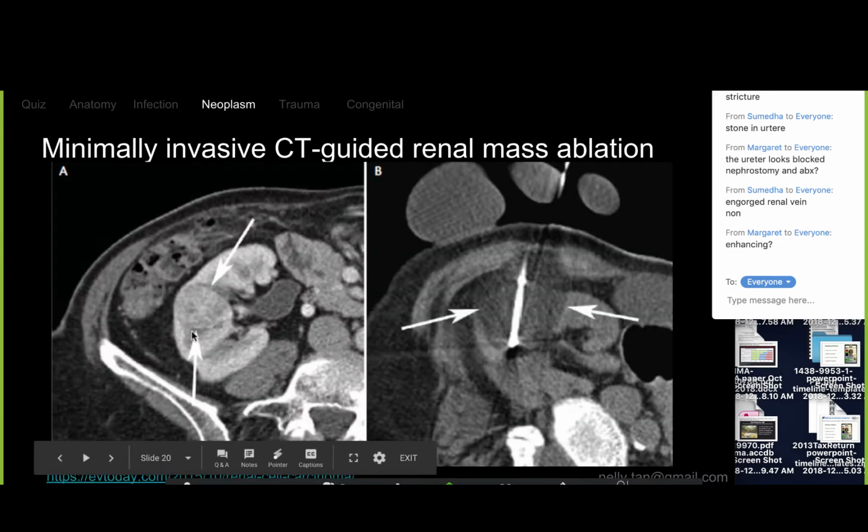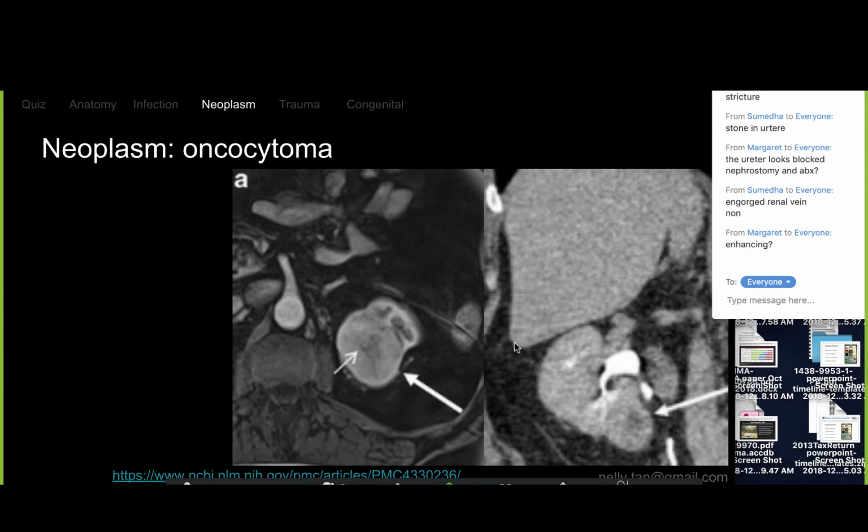Here's a patient who has a mid-pole renal tumor, and here is a percutaneous ablation. This is done by interventional radiology. Under CT and ultrasound guidance, they put the ablation tip in there, and the tip of this RF ablation probe heats up. It burns, and then it basically kills the tumor. It's done under imaging guidance, so you can assess for residual tumor, complete efficacy, things like that.